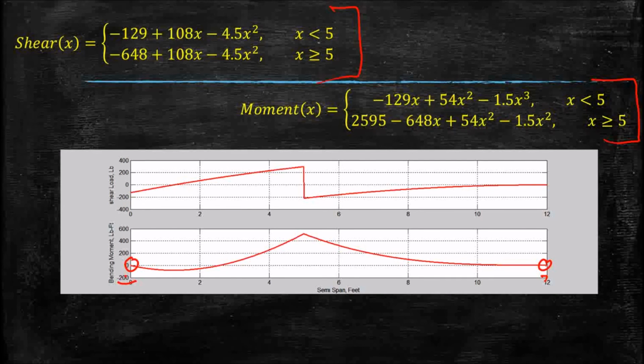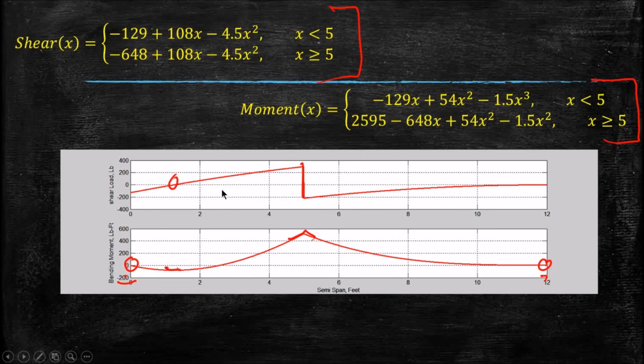There's the discontinuity in the shear, which results in a discontinuity in the slope. We also note that where the shear crosses 0, that's a local minimum in our moment, as we'd expect. Right there, the slope is equal to 0. We have a maximum. And I think that's pretty much all I need to say about this.